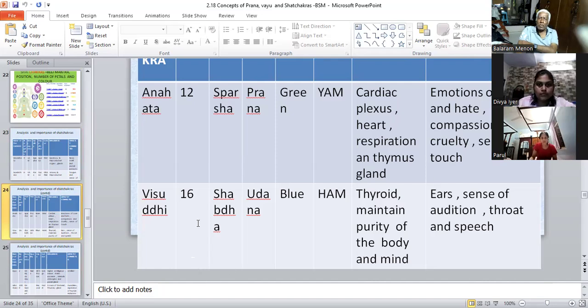Vishuddhi, shabda, udana, blue, hum, thyroid, maintains the purity of the body and the mind. Ears, sense of audition, throat and speech. Throat and speech because the thyroid is situated here. You might have seen in the photo the thyroid and parathyroid gland. Parathyroid gland stands at the back, thyroid stands at the front. Okay? Any difficulty till here?